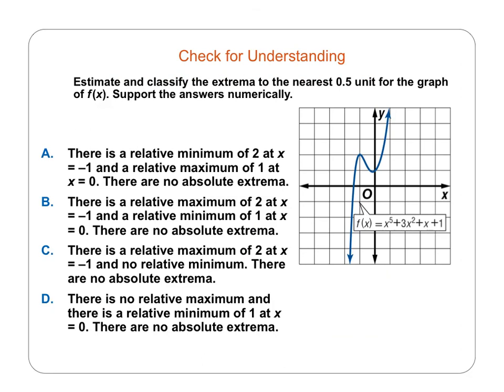Okay, in this check for understanding, we're asked to estimate and classify the extrema to the nearest half a unit. Do not do what I did in the last example and count by ones in your table. Rather, count by halves. Looking at the width of our graph, you could probably go from negative 2 to positive 2 in your table, counting by halves, because all the minima and maxima, or in other words, the extrema, occur between x equals negative 2 and x equals positive 2. And you want to support your answers numerically with a table. So provide a table to support your answer.